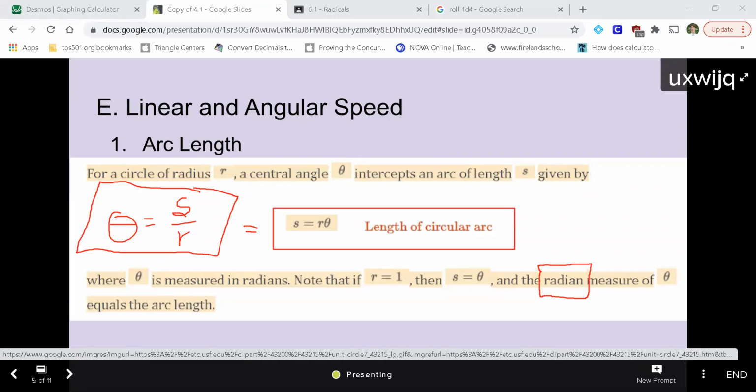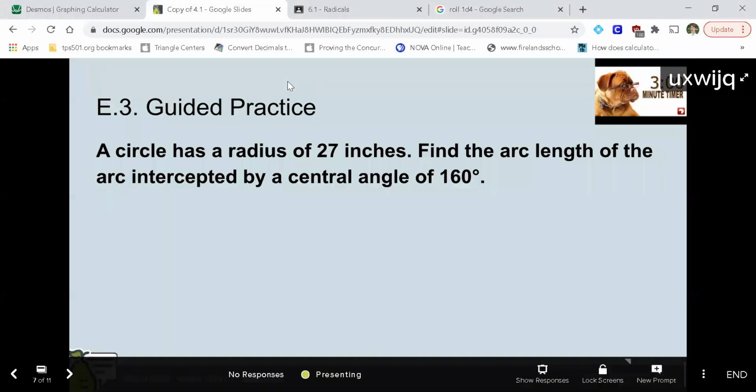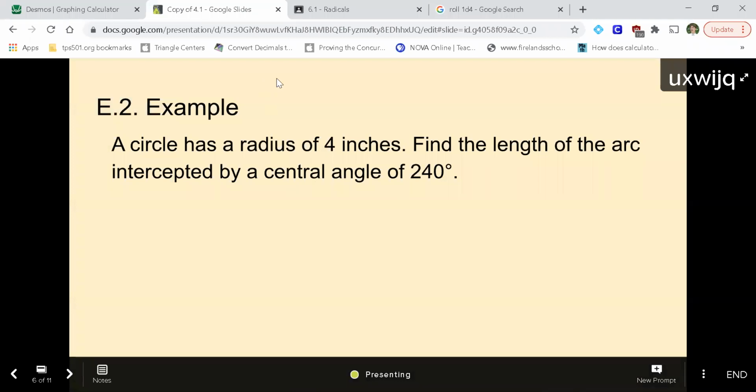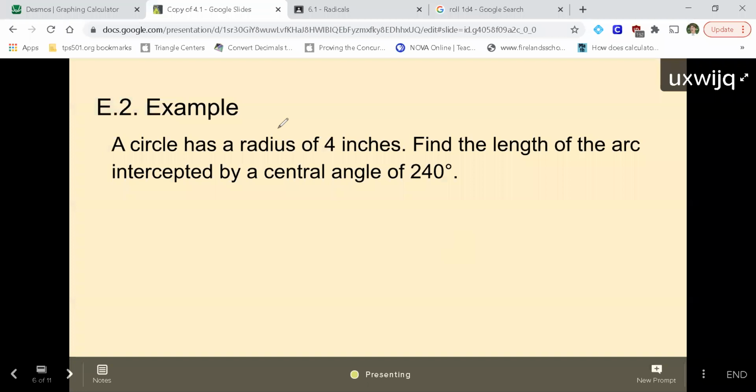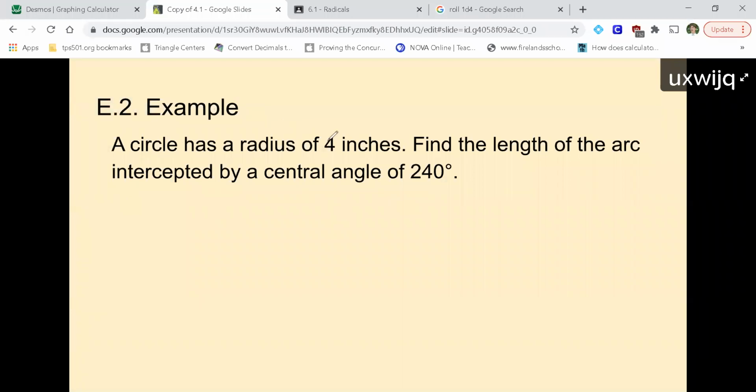Okay. All right, so now let's do it. These are the type of problems that you'll see in the ACT, homework, quiz, or test. Let's say we have a circle with radius 4 inches. We want to find the arc length created by a central angle of 240 degrees.